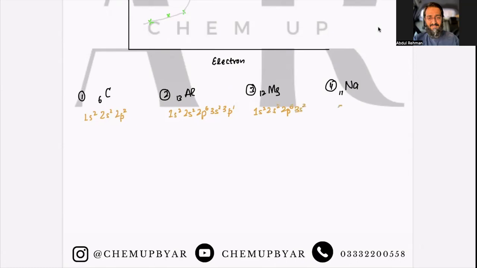For sodium, which is 11, it's 1s2, 2s2, 2p6 and 3s1.